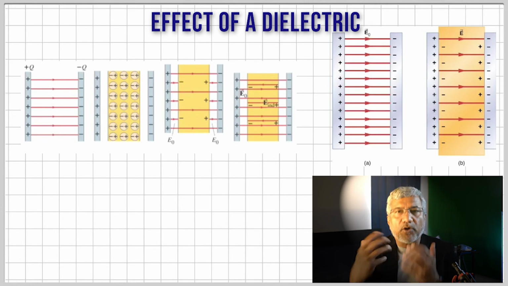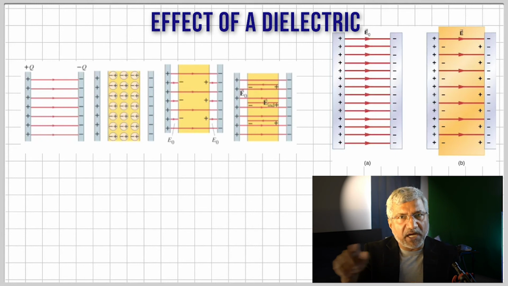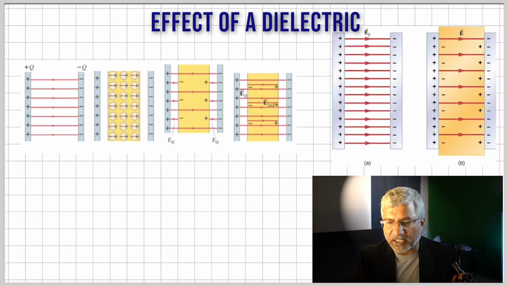That means the voltage is reduced. When the voltage is reduced, remember C is Q by voltage. Voltage is in the denominator. When the voltage is reduced, the capacitance goes up. So the ability of this capacitor to store charges has gone up.